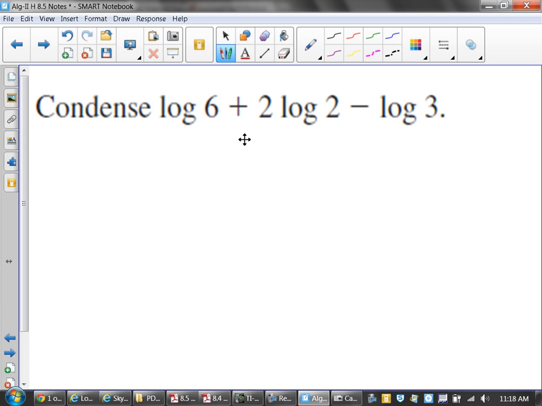So when we have this written out, does everybody see how I have log of 6 plus 2 log of 2 minus log of 3? What's the base here? Just real quick, 10. Now, when I write it out, I know it's going to have a log. What else do I know is going to happen? There's going to be a division. Good. What goes in the denominator? Good. Numerator.